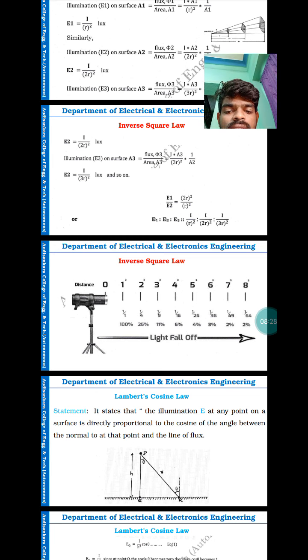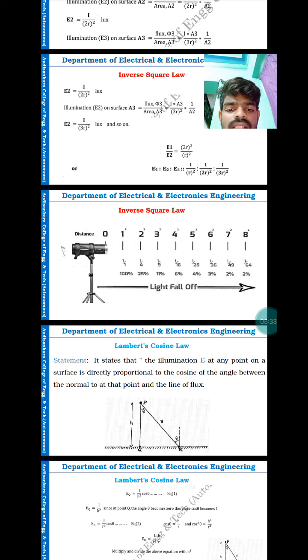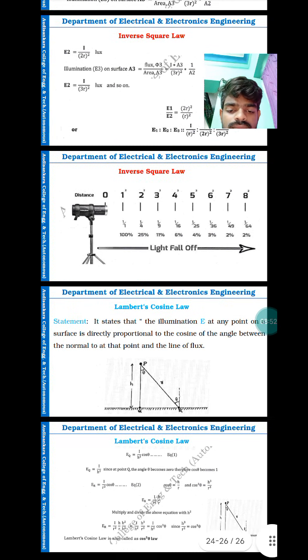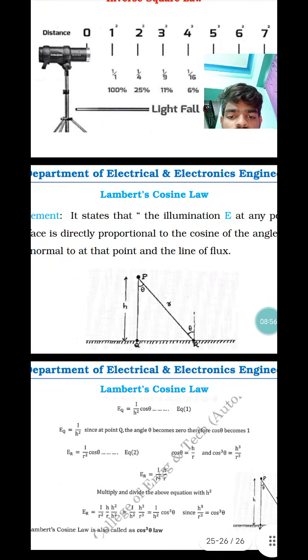Next we are seeing Lambert's cosine law statement. It states that the illumination E at a point on a surface is directly proportional to the cosine of the angle between the normal at that point and the line of flux. In the figure, it is clearly shown how Lambert's cosine law happens. Next, the formula for Lambert's cosine law is E suffix Q is equal to 1 by h squared cos theta. That will be considered as equation 1.